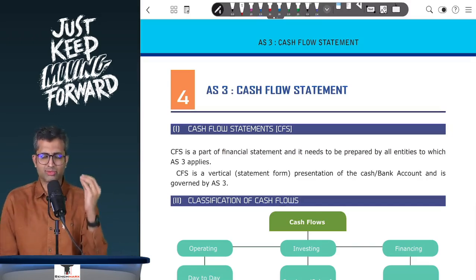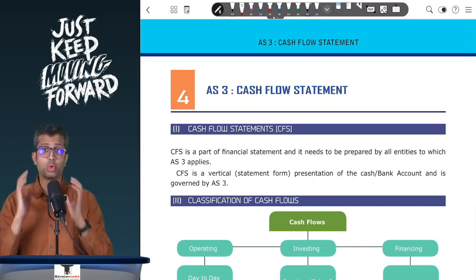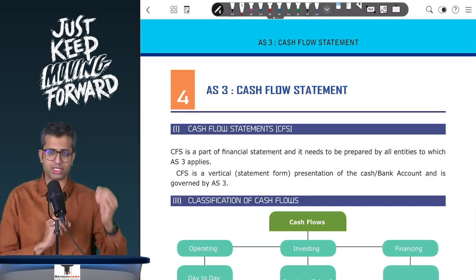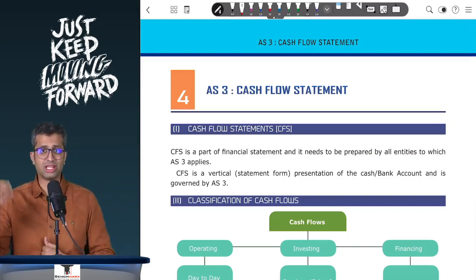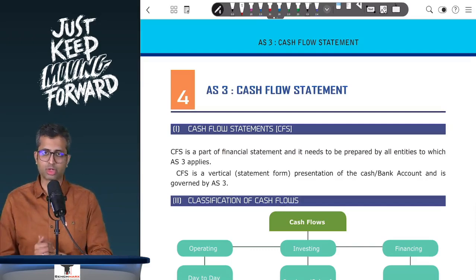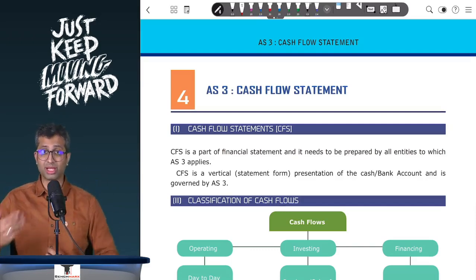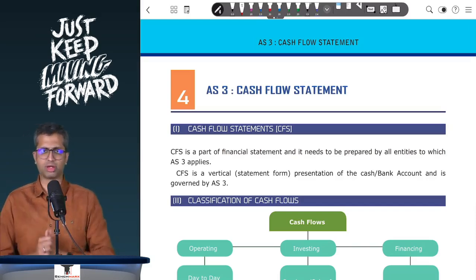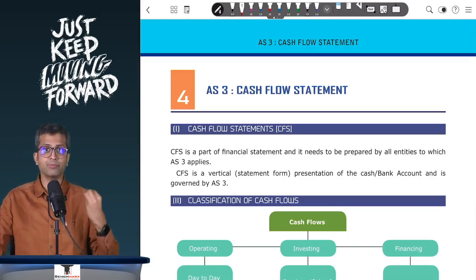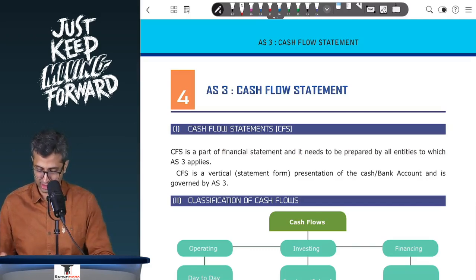So when we look at a cash flow statement, it is a part of the core financial statements. Like you have income statement and the balance sheet, similar to that, there's also cash flow statement, and hence it is a part of the core financial statements. Now within these core financial statements, you need to prepare a cash flow statement not in the notes but as a part of the core financial statements, and the guidance for that is given under accounting standard 3 or AS3.